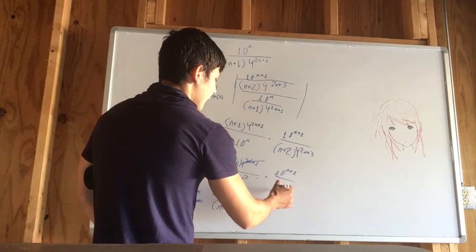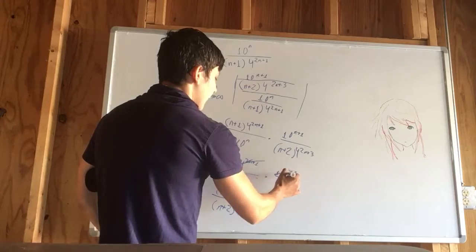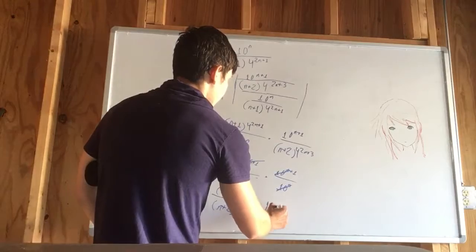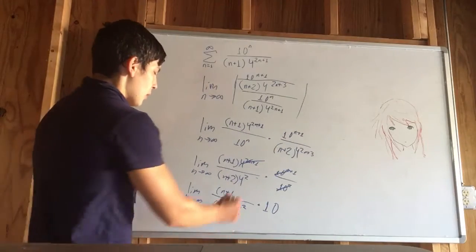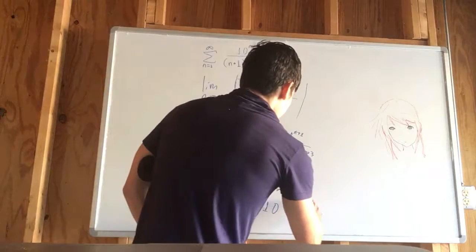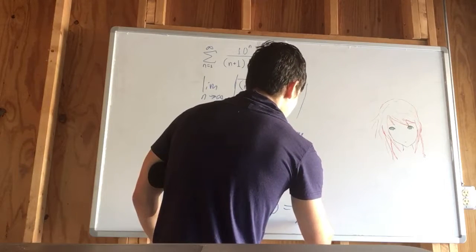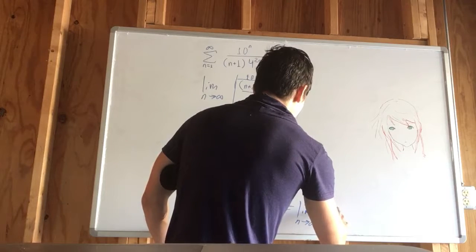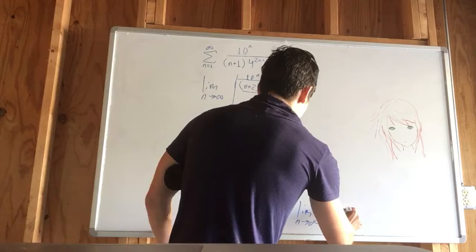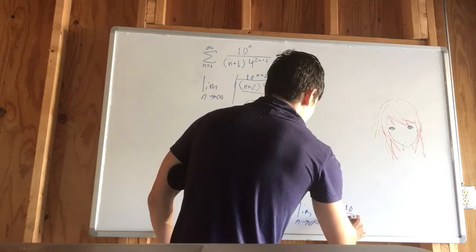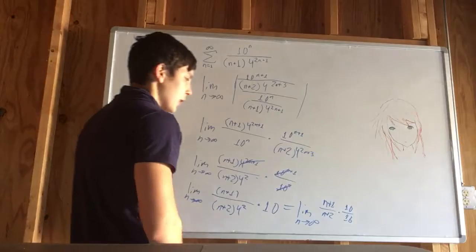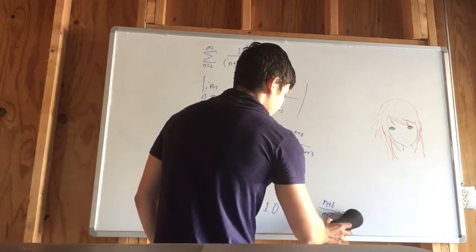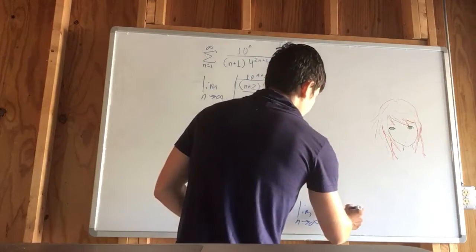Here we have the 10 to the power of n cancels with 10 to the power of n, but you still had 10 to the power of 1, which is 10. So we have the limit as n approaches infinity of n plus 1 over n plus 2 times 10 over 16. 10 over 16 is the same thing as 5 over 8.